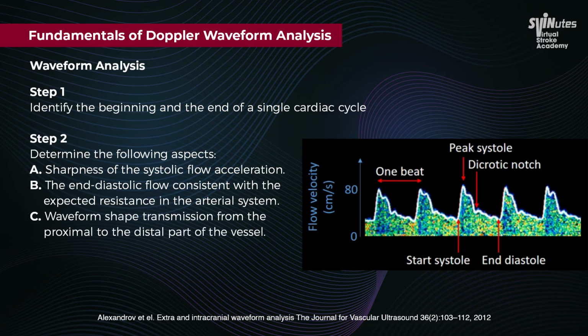Then look at the transformation of the waveform from proximal to distal segment of that artery and compare it with the contralateral homologous segment. Now, before we review the normal pattern of the waveform in different arteries, let's understand the key concept of low versus high resistance.